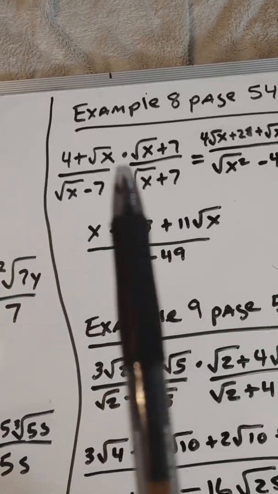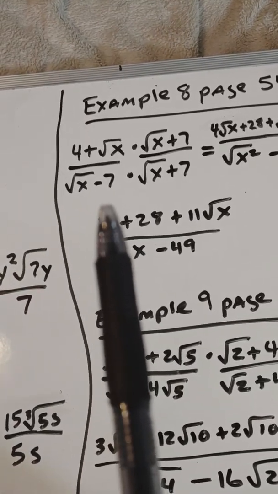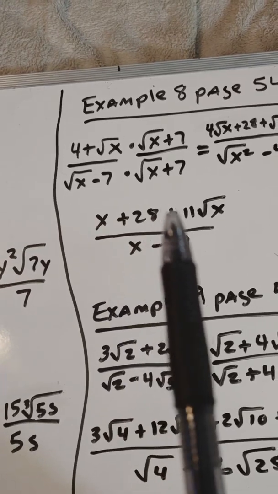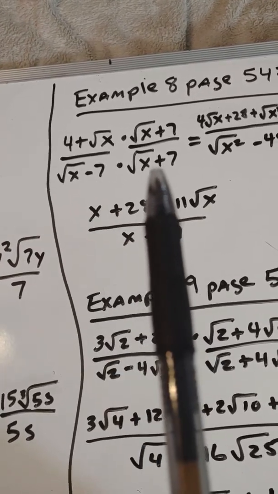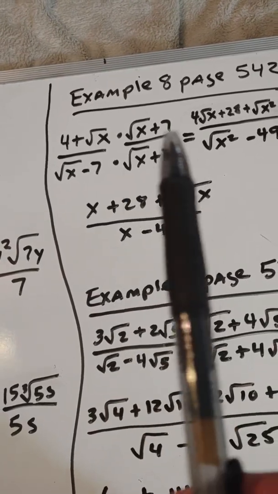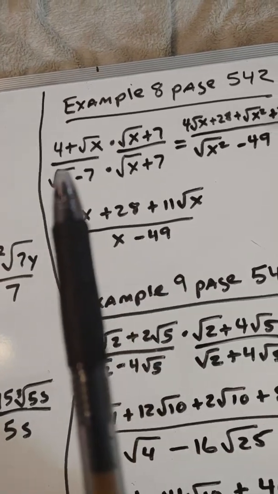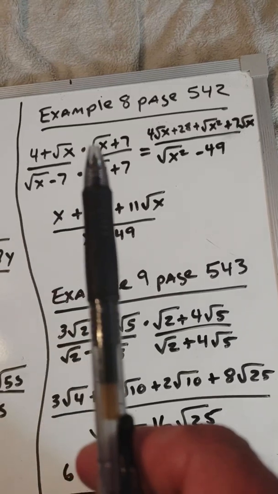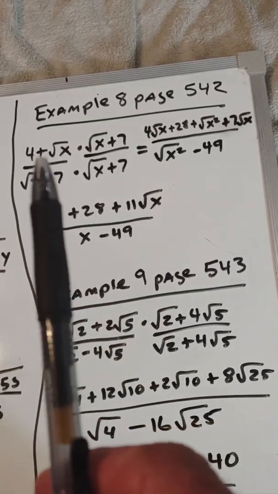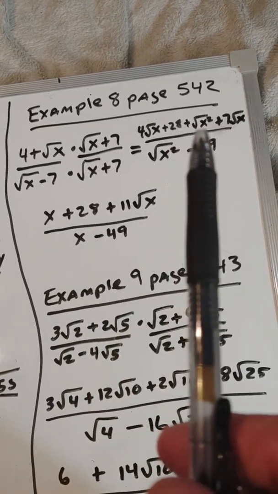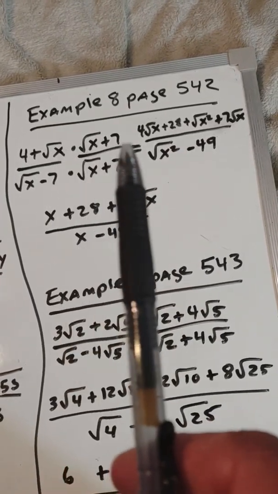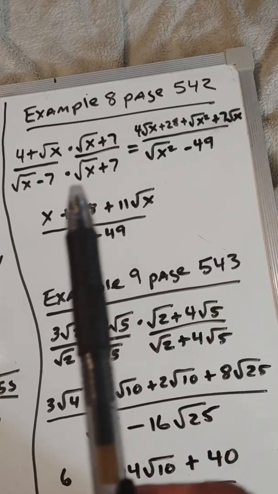Here we have 4 plus square root of x over square root of x minus 7. So again, we're going to rationalize by the conjugate. Same first term, opposite signs, same last term. I'm going to multiply the top and the bottom by this. So when I multiply the top, 4 times square root of x is 4 square root of x. 4 times 7 is 28. Square root of x times square root of x is square root of x squared. Square root of x times 7 is 7 square root of x.